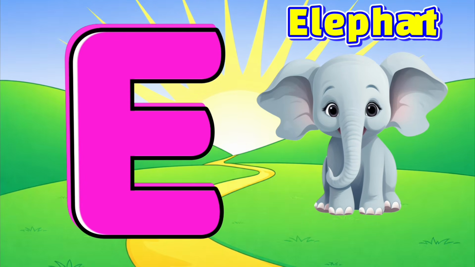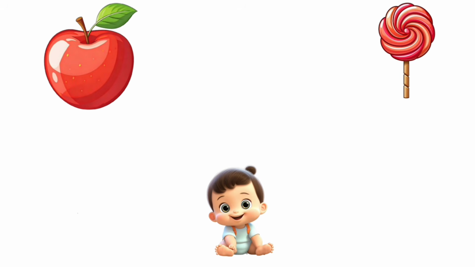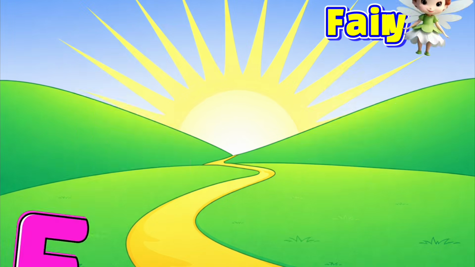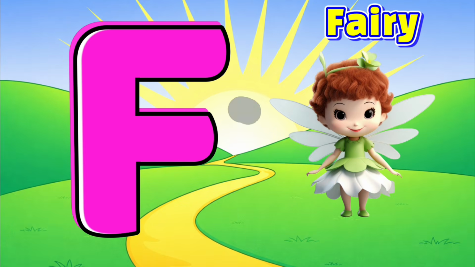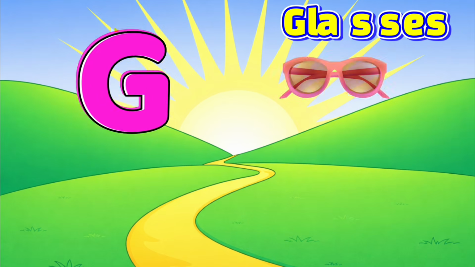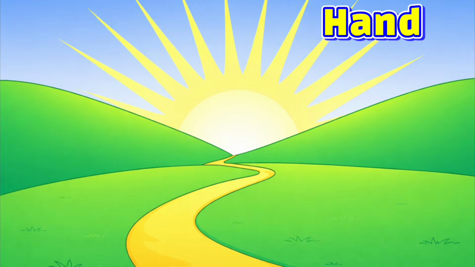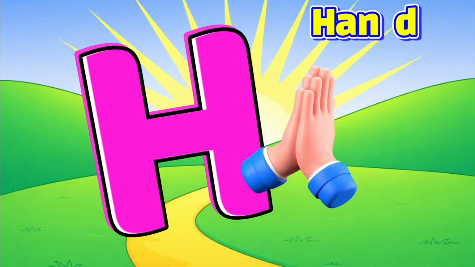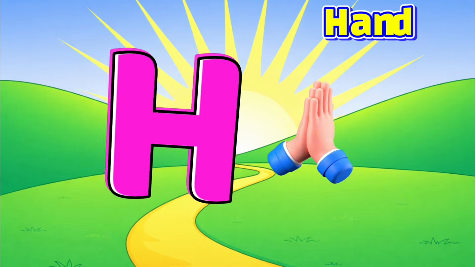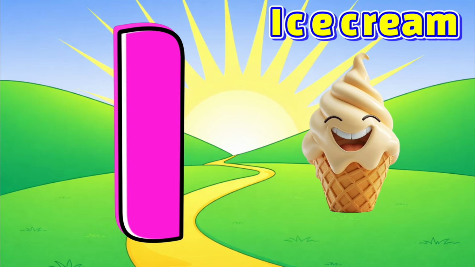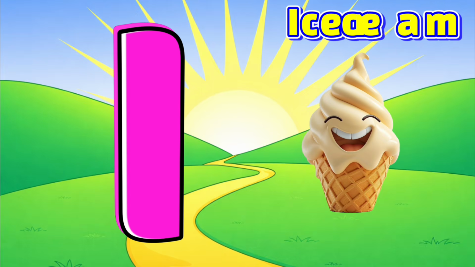elephant, elephant. Big elephant. F is for fairy, fairy, fairy. Magic fairy. G is for glasses, glasses, glasses. Gray glasses. H is for hand, hand, hand. Clapping hand. I is for ice cream, ice cream, ice cream.